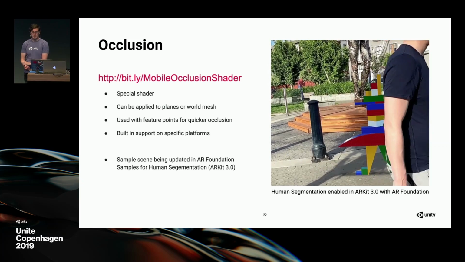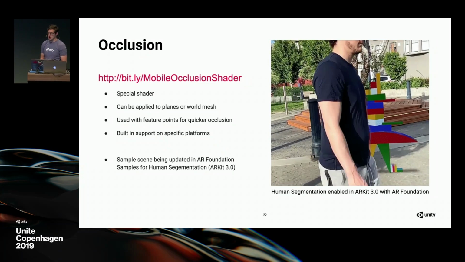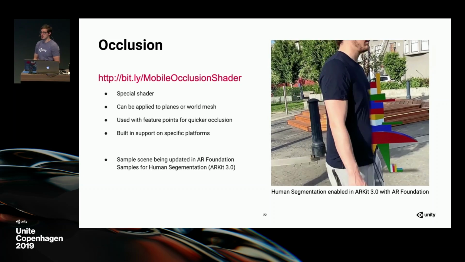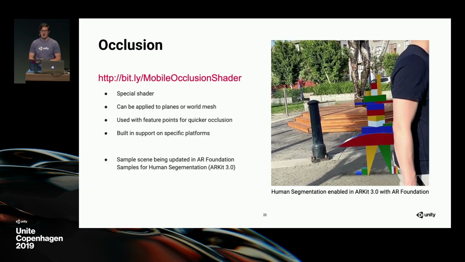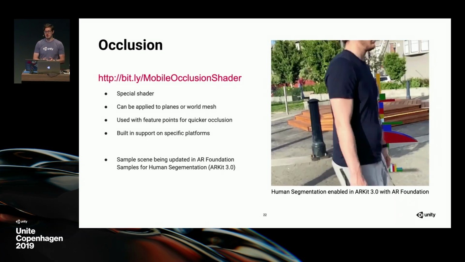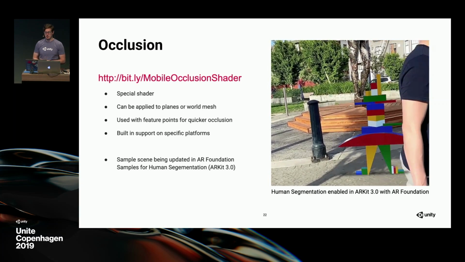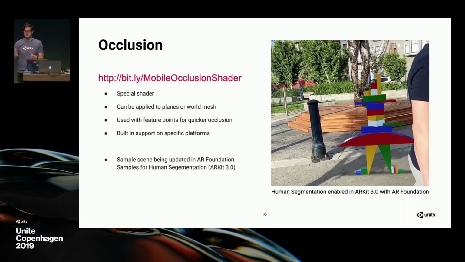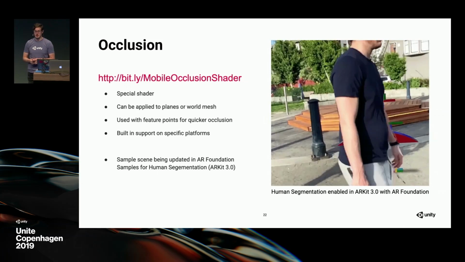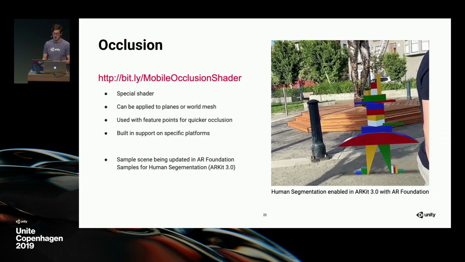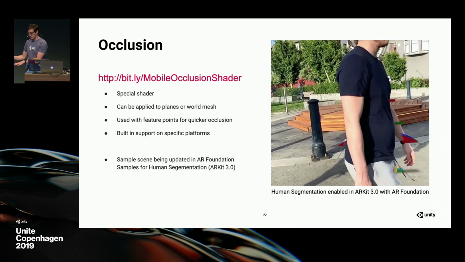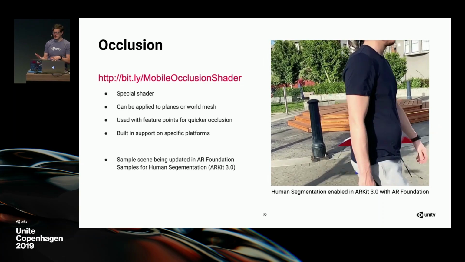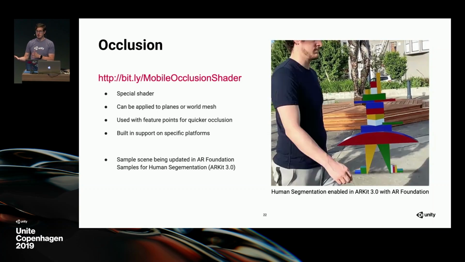All right, so now I want to talk a little bit about occlusion. This bit.ly link here is just a mobile occlusion shader. We originally shipped it with the ARKit plugin. This was our first support for ARKit on mobile devices, and it can be applied to planes or certain meshes found within your environment. The initial sample we shipped had you scan the ground plane, place some content on it, and then all the other planes that you scanned would work as occluders.